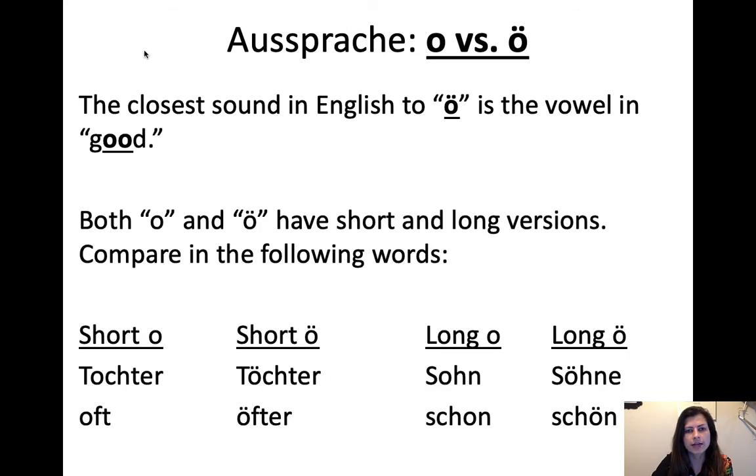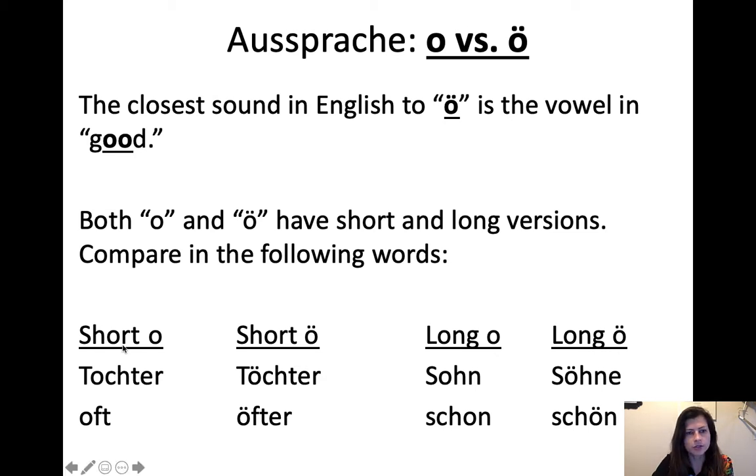So let's look at the O in German, which is also different from the English O. So both of these are unique sounds that you learn when you start learning German. They exist in other languages besides German, obviously, but not in English. So let's look at the O and the Ö. So there are short versions and long versions. So that makes a difference as well.